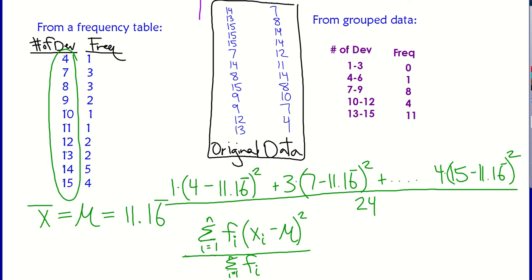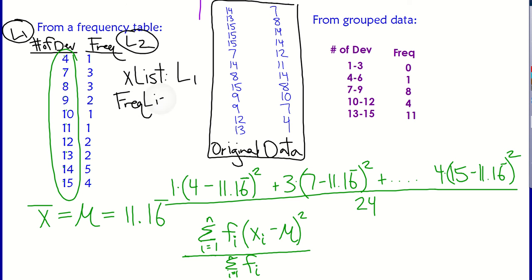In the calculator, you can simply enter your frequencies in L2, and then when you go to calculate your one variable stats, for your X list, you would choose L1, and then where it asks you what your frequency list is, instead of leaving that blank, you would choose L2 by hitting second and then the number 2. That tells it that you're working with a frequency table, and then you would read your one variable stats as usual.